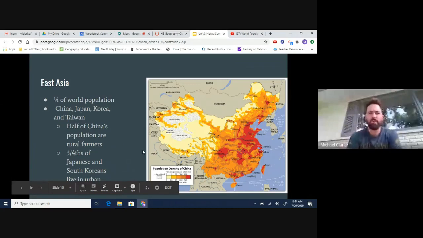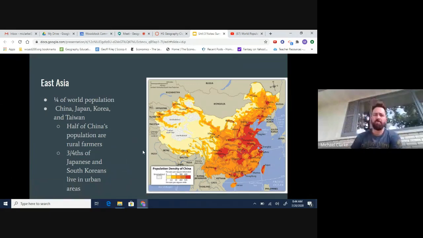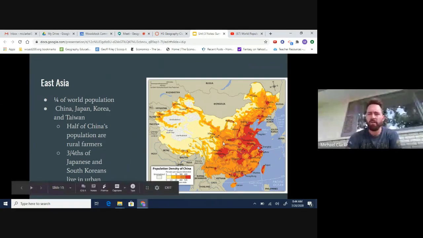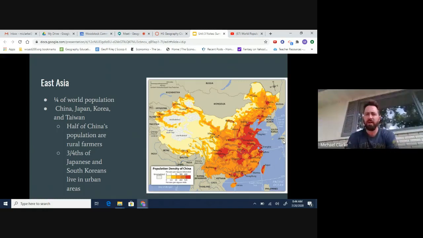About a quarter of the world's population lives here, and people still mainly live in rural areas in China, while people in Japan and South Korea tend to live mainly in urban areas. They use public transportation quite a bit. Japan is an island, so they rely on a lot of outside resources to support their lifestyles, and it's very urbanized there.